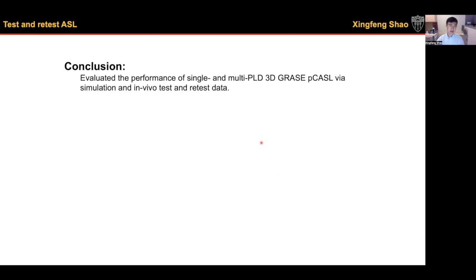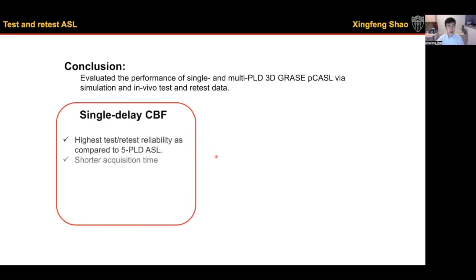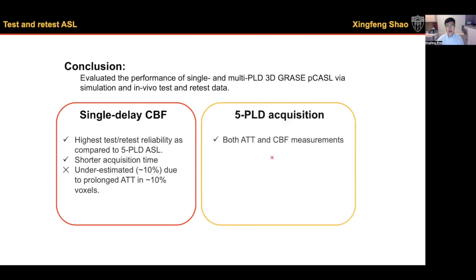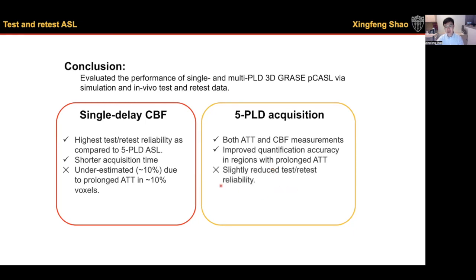In conclusion, we evaluated the performance of single-delay and multi-PLD 3D GRASE pCASL via simulation and in vivo test-retest data. The single-delay acquisition gave the highest test-retest reliability and shorter acquisition time. However, it underestimated CBF due to the prolonged ATT in about 10% of voxels. For the 5PLD acquisition, we can get both ATT and CBF measurements with improved quantification accuracy in regions with prolonged arterial transit time. However, this slightly reduced the test-retest reliability. In terms of model fitting versus weighted delay approach, we found the model fitting approach is overall better in terms of quantification accuracy and reliability.